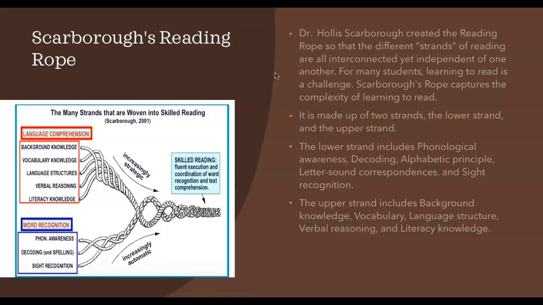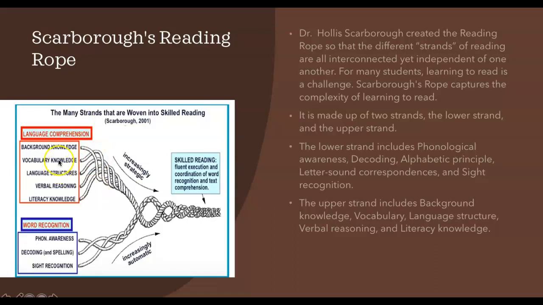It is made up of 2 strands, the lower and the upper strand. The lower strand focuses on phonological awareness, decoding, alphabet principle, letter-sound correspondence, and sight recognition. The upper strand includes background knowledge, vocabulary, language structure, verbal reasoning, and literacy knowledge. In this picture, you can see the many strands that are woven into skilled reading.